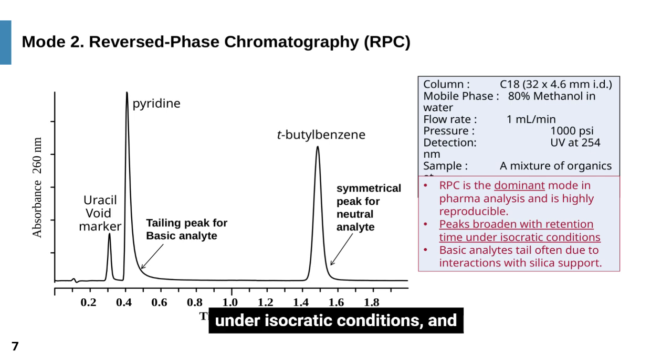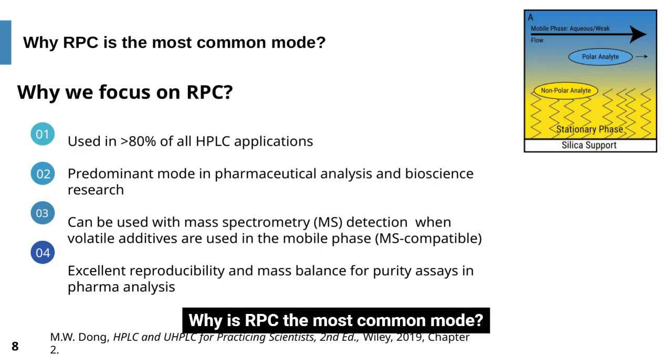Peaks can broaden with retention time under isocratic conditions, and basic analytes often tail due to interactions with the silica support. Why is RPC the most common mode? We focus on RPC because it's used in over 80% of all HPLC applications. It is the predominant mode in pharmaceutical analysis and bioscience research. RPC can be used with mass spectrometry, MS, detection when volatile additives are used in the mobile phase, making it MS compatible. It also offers excellent reproducibility and mass balance for purity assays in pharma analysis.